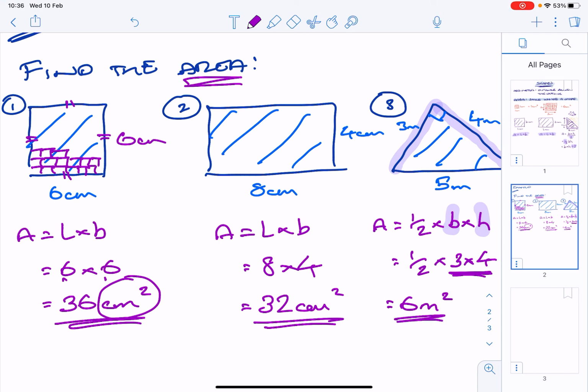And then you've got to be careful here. This one is metres squared. It's metres squared because the question itself is in metres. So the answer is in metres squared. Don't worry too much about the units. The only thing you really need to be aware of is if the units in the question are different. I could have written this as 300 centimetres and 4 metres. If they're different units, you have to change them so that they are the same unit overall.